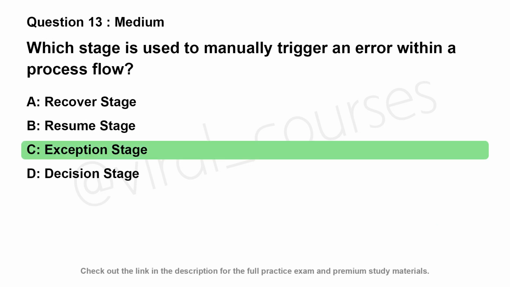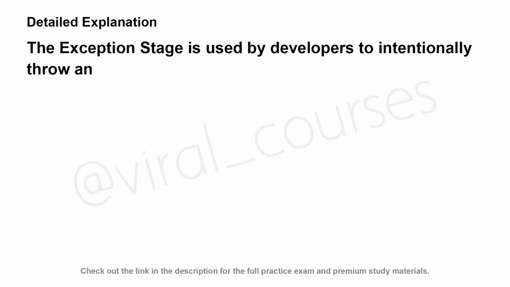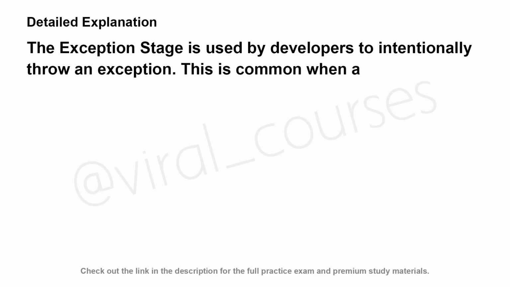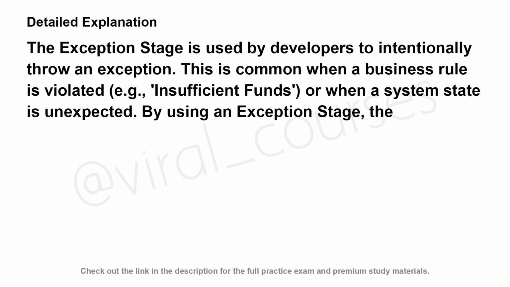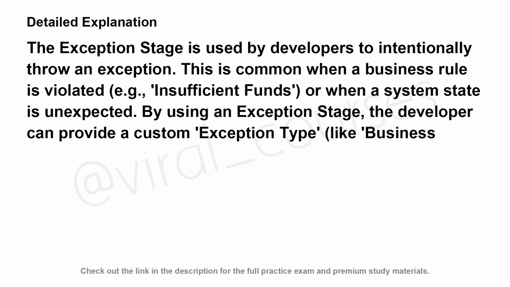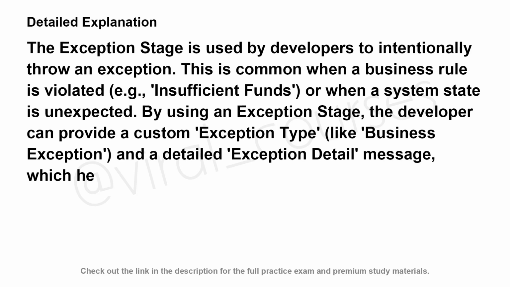The correct answer is C. The exception stage is used by developers to intentionally throw an exception. This is common when a business rule is violated, e.g., insufficient funds, or when a system state is unexpected. By using an exception stage, the developer can provide a custom exception type, like business exception, and a detailed exception detail message, which helps in debugging and reporting.